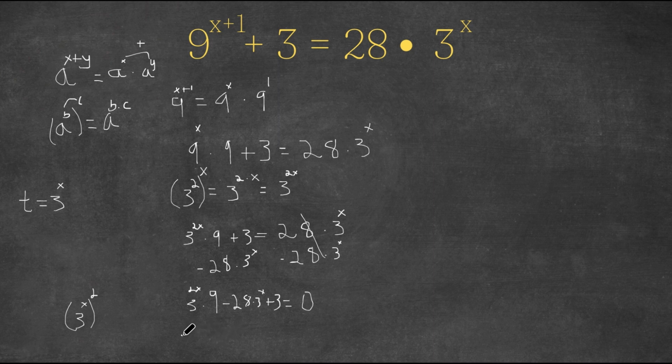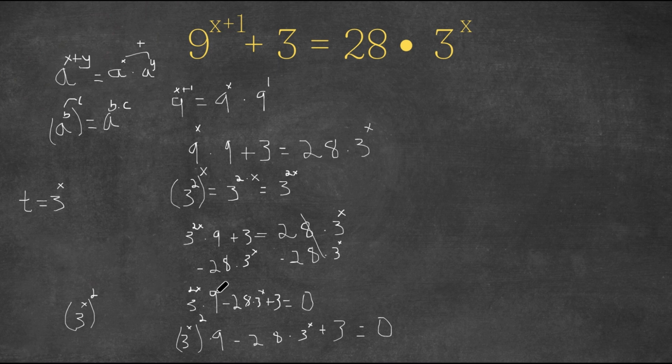So now we have 3 to the power of x, to the power of 2, times 9, minus 28 times 3 to the power of x, plus 3. And all of this equals 0.